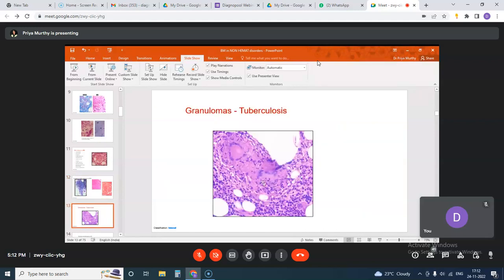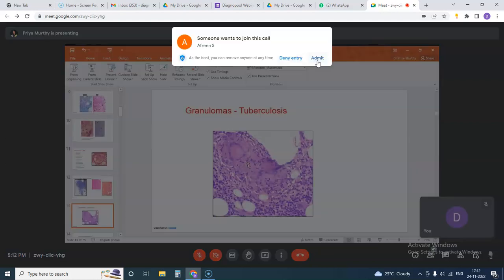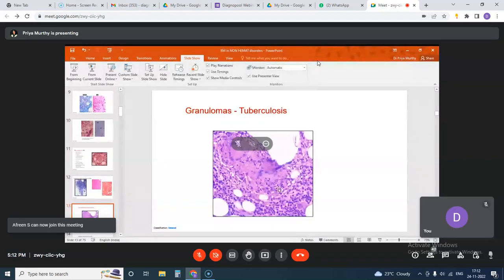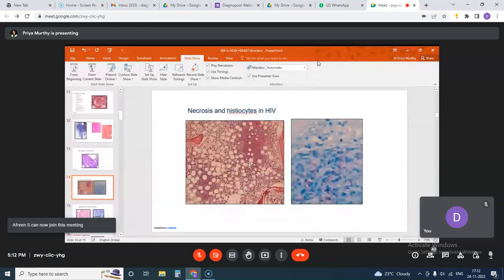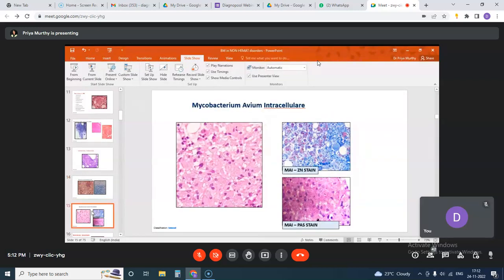This is another case where we find proper Langhans giant cells, and many times we come across necrosis and collections of histiocytes, more so in cases associated with HIV infection. This is another case of Mycobacterium avium intracellulare where ZN stain and PAS stain both show histiocytes loaded with AFB.